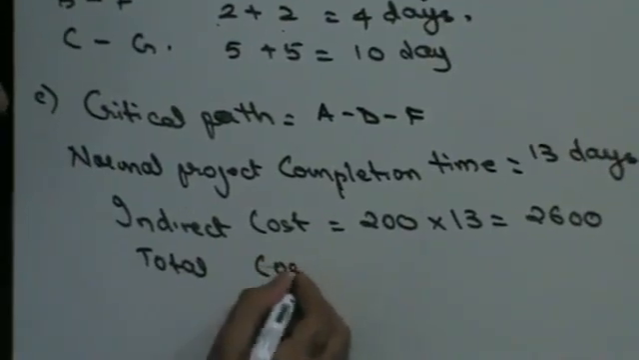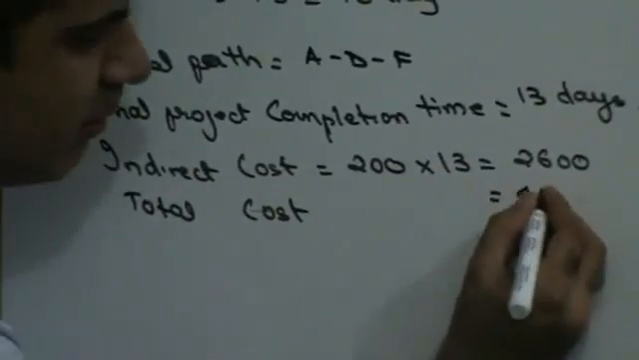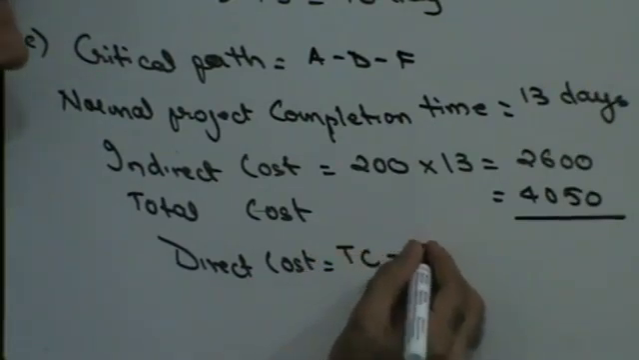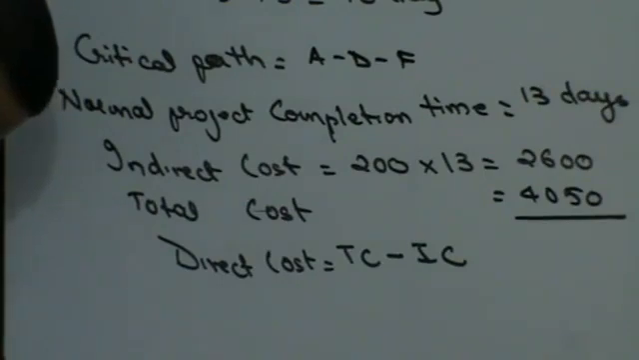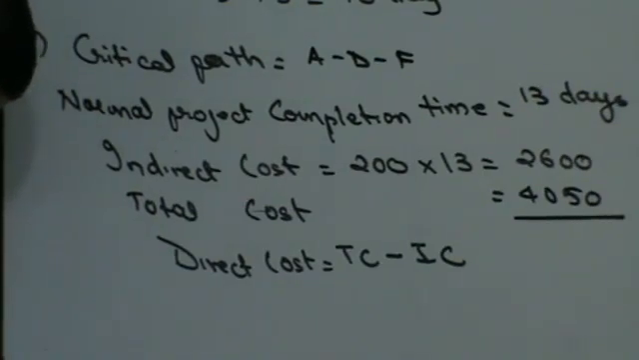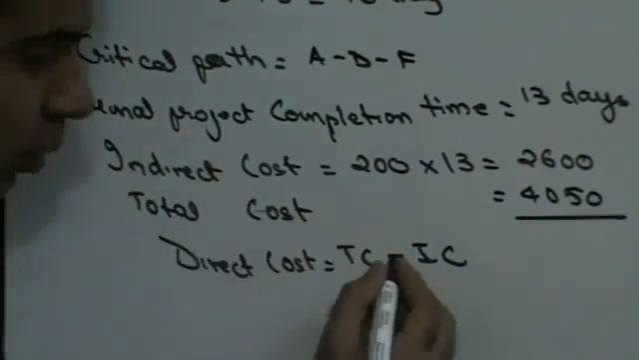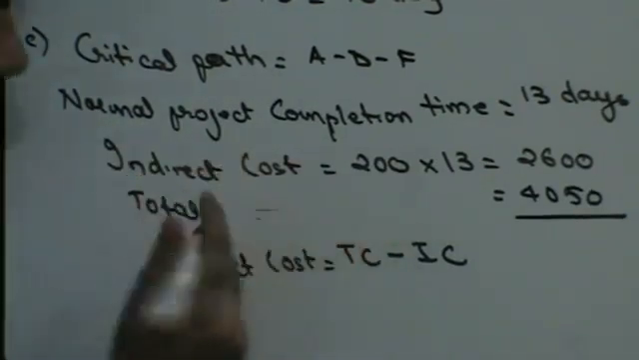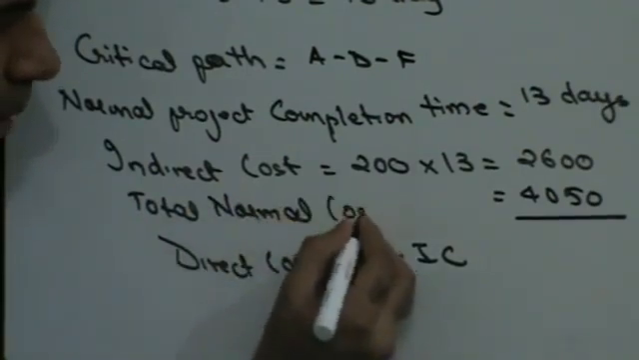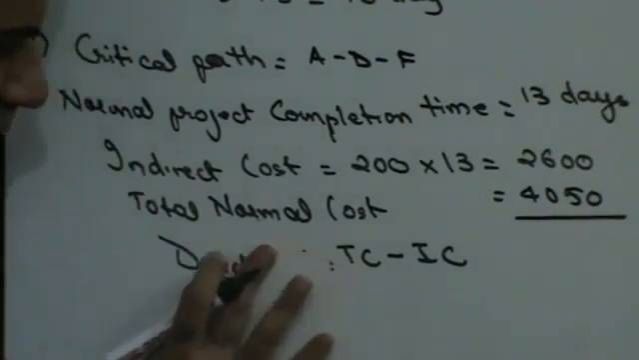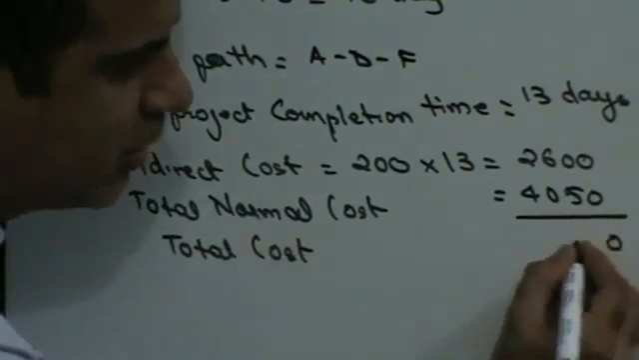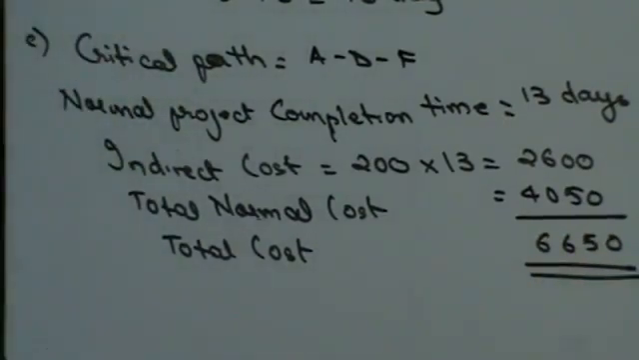Total cost is given to you as 4050. Someone will have to help me with this. So my direct cost is going to be total cost minus indirect cost. Actually, this is your total normal cost, not your total cost. That is your direct cost. Total normal cost is 4050. So in that case, my total cost is going to be the addition of these two, 6650 is going to be my total cost of the project.